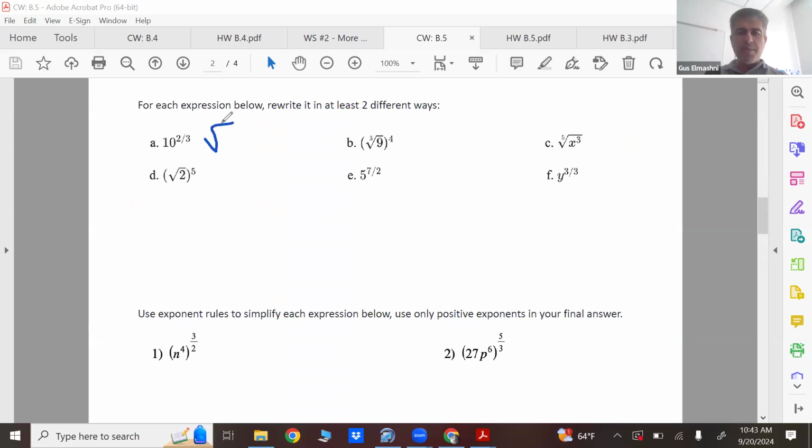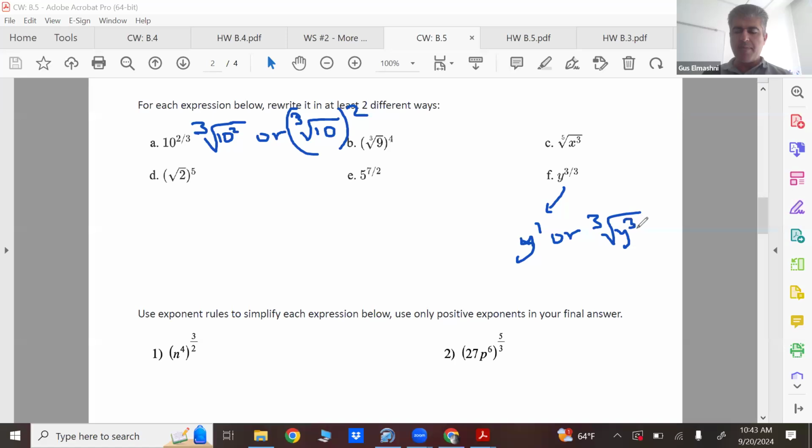So you write as a cube root of 10 squared, or the cube root of 10 first, and then squared. It's up to you. Either way gets you the same thing. And that's a wacko number. It's crazy. Here, I could write as y to the 1 power. Or if you feel so desired, you could just do that. It's kind of crazy. I don't know why you'd write that way, but you could.